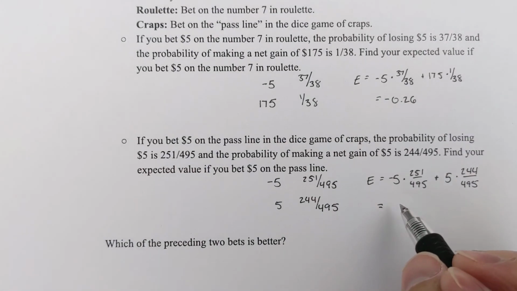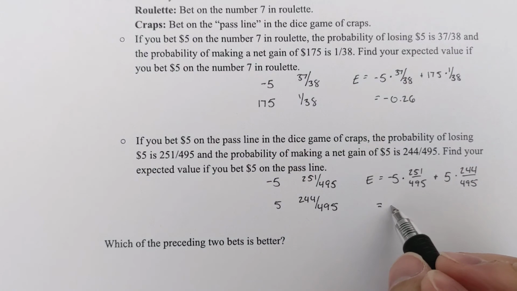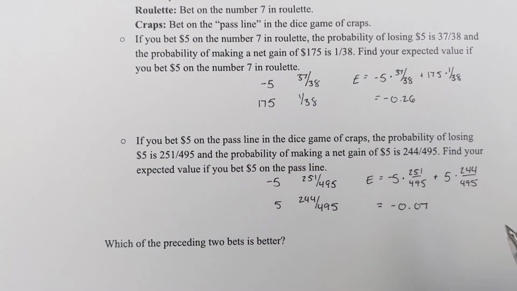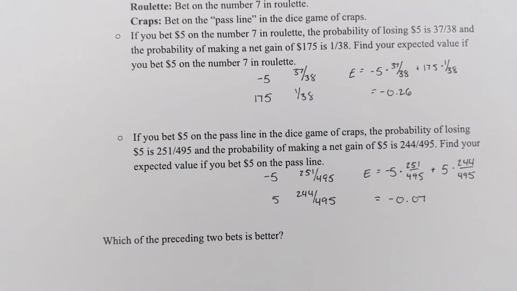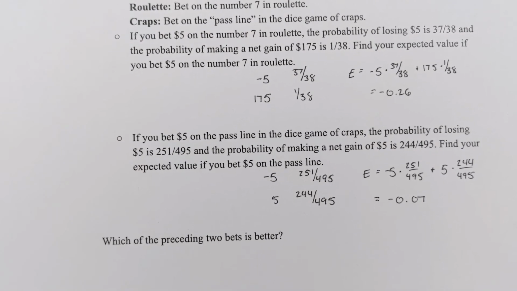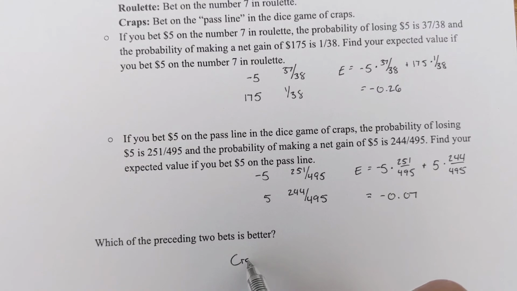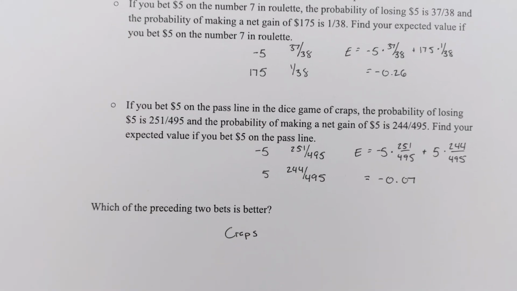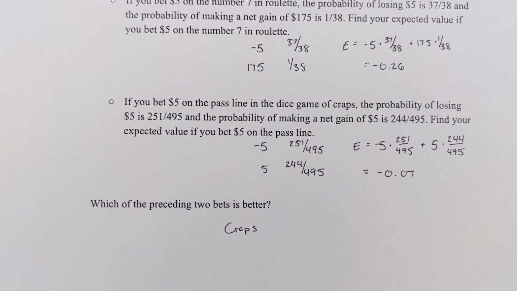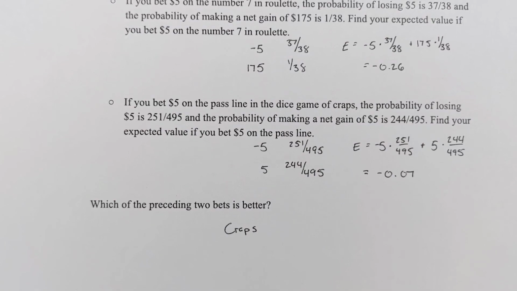So that is the decimal, negative 0.07. So you're going to lose 7 cents playing craps. So if you notice, in both cases, you lose. So craps is better because your expected value is less bad. Neither of them are good. You're not expected to win.